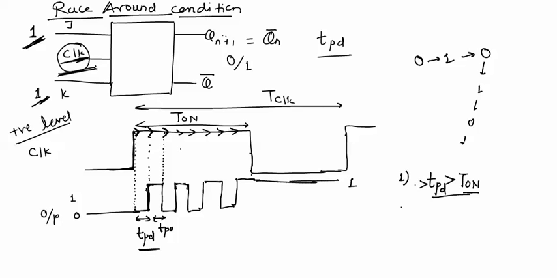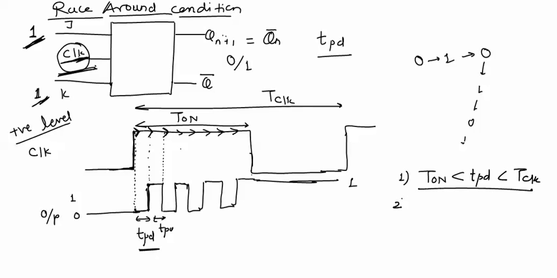But one condition should be satisfied, that it should be less than one clock pulse of the flip-flop. So this is the one condition where we can avoid race around condition, that T on should be less than TPD, which should be less than T clock. So by satisfying this condition, we can avoid the race around condition in JK flip-flop.